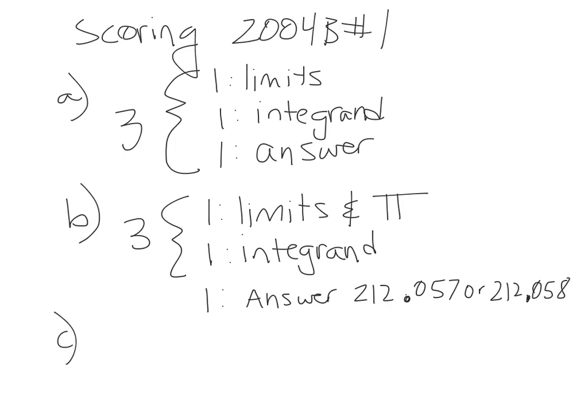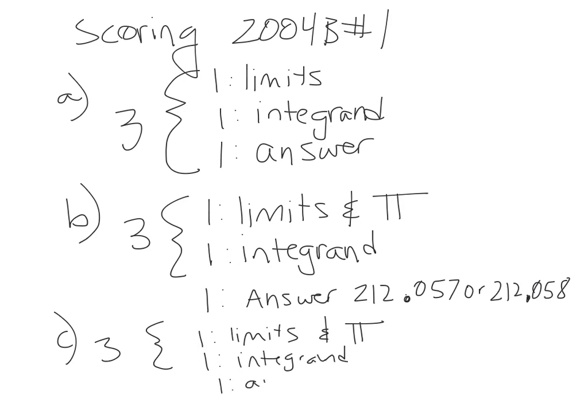All right, part C is also worth 3 points. So the total is 9, and the total is always going to be 9. You get 1 point for your limits of integration and the constant, which is pi. 1 point for the integrand, and then 1 point for your answer. And again, that has to be rounded to 3 decimal places, so the 0 has to be there.